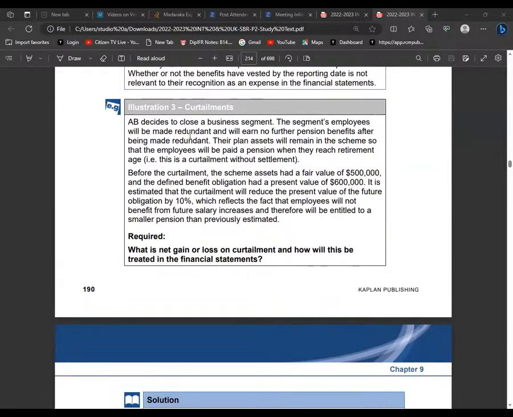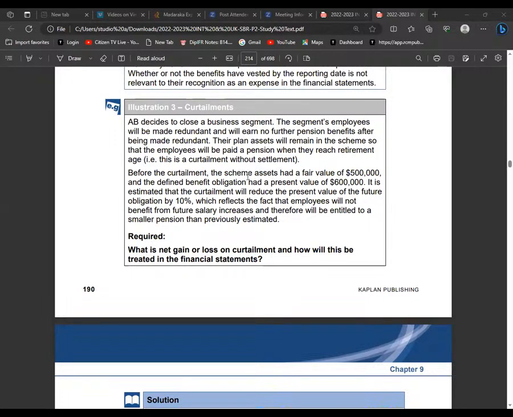So you're told AB decides to close a business segment. The segment employees will be made redundant and will earn no further pension benefits after being made redundant. Their plan assets will remain in the scheme until they retire. This is a curtailment without settlement. So we have curtailed, we have said we are no longer putting money there, but the money will be left at the plan till they hit 60 years.